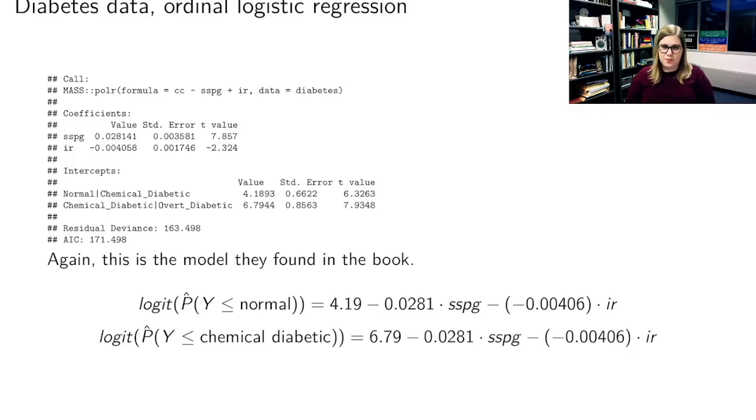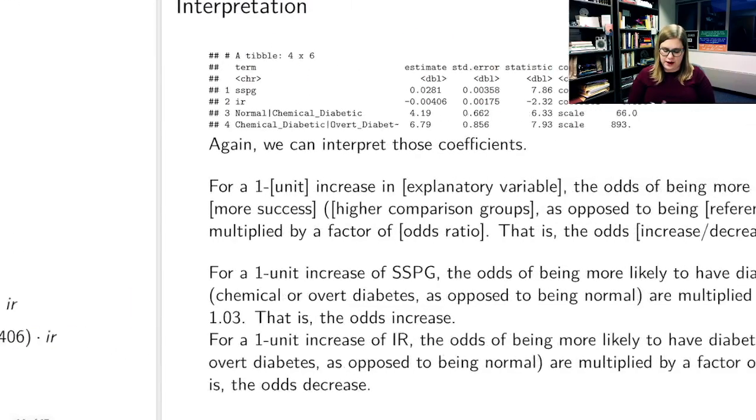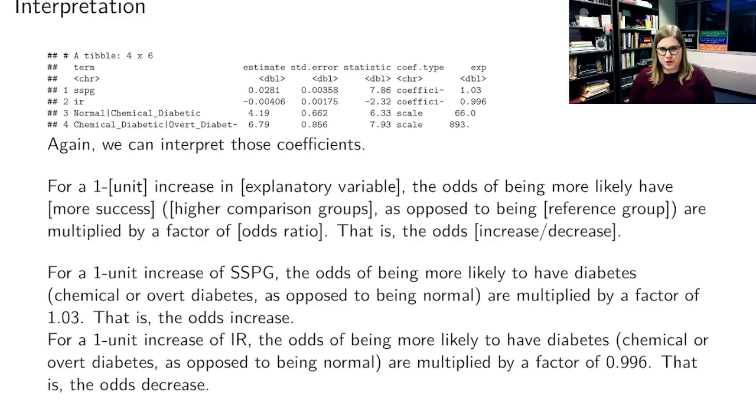the book. So if I want to say that we're looking for the probability that your clinical classification is normal or less, then here's the equation. I have my intercept, and then I always subtract off my coefficients. So if it's a negative, I'm going to subtract off the negative. And then for less than or equal to chemical diabetic, then here we go. So my coefficients on SSPG and IR are the same, it's just the intercept that's different between those two groups. And because this model is pretty different, we're going to have a fairly different interpretation.